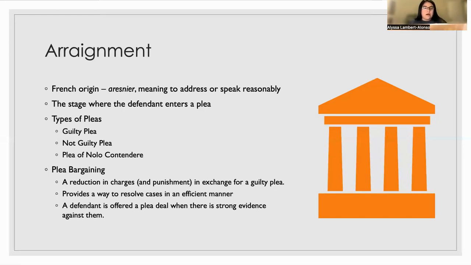So plea bargaining is a reduction in charges and punishment in exchange for a guilty plea. Most of the time it's a guilty or not guilty plea that's involved, and it provides a way to resolve cases in a more efficient manner. So when there is strong evidence against the defendant, they may be offered a plea deal to avoid trial and potentially reduce the risk of a longer sentence.